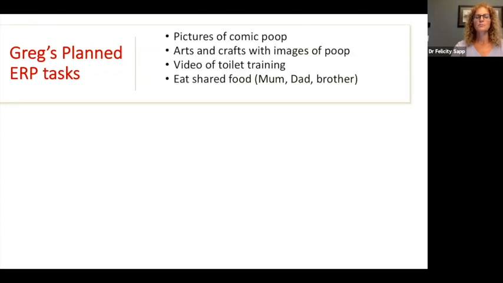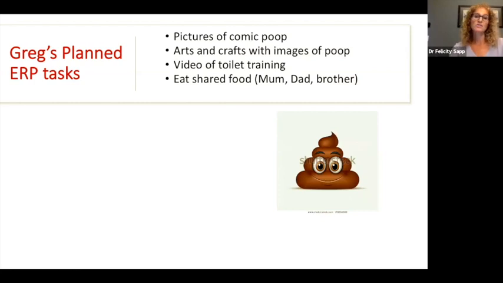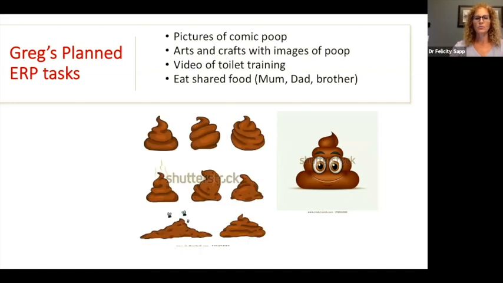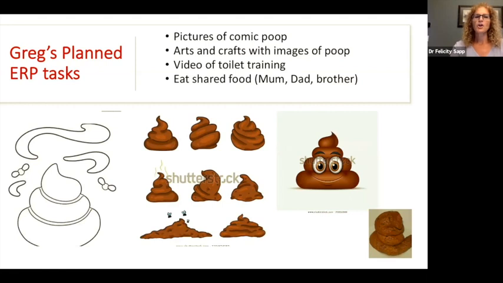So some of his planned ERP tasks were, we did sort of pictures of comic poop. So we started off with just that, and he had to look at that because that was his fear, a fear of poop. Then we had harder pictures where he would look at them, and then harder, and watching a video of toilet training, again in a fun kind of video. And then one of the things for the arts and crafts is I found coloring pictures of poop and other things that he didn't like. And those would be kind of what he would do for his arts and crafts. And then eating food off his parents' plate.